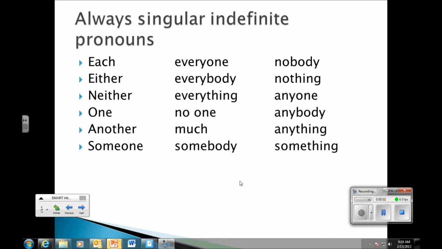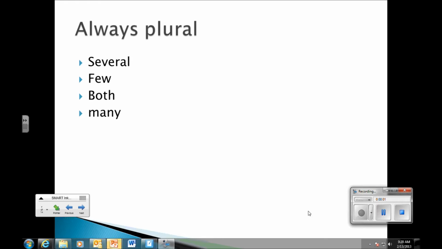This is a list of your singular indefinite pronouns. I want you guys to write this list down. Anytime we see any one of these words as the subject, we know that the subject is singular, and we need the verb to be singular as well. There are some commonalities on this list. You can see that a lot of the words end in the words one, body, or thing. These 4 words are always plural, so when you see these words as the subject, you know you need to use the plural verb.